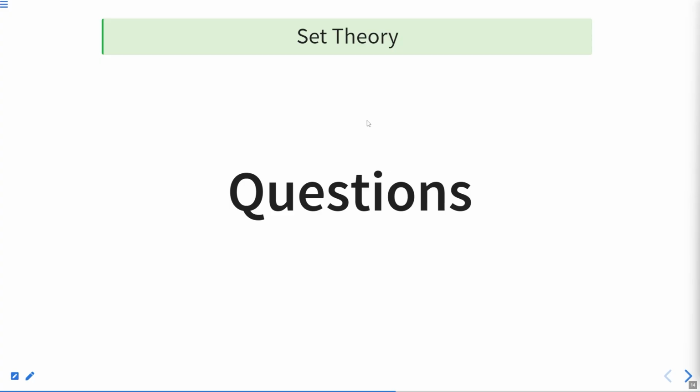Hello students, I am Adit Kumar Gautam and here I will be discussing some questions on set theory. These questions will reflect your knowledge on this topic, set theory.